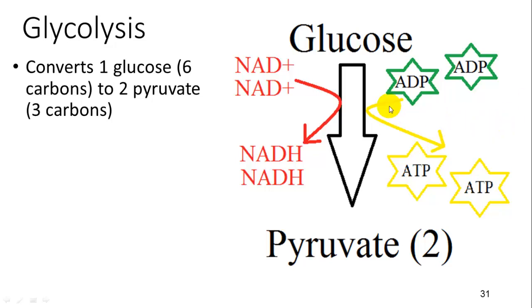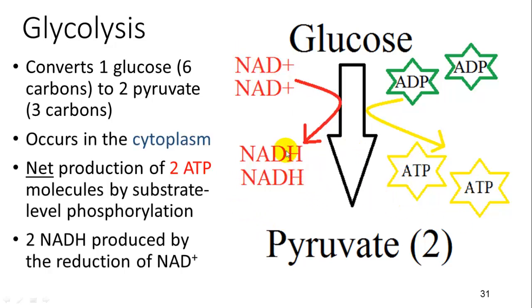So as you do this, glucose is 6 carbons, pyruvate is 3 carbons. So you make 2 pyruvates with 1 glucose. As you do so, you reduce 2 NAD+ to NADH. And so now you have some potential energy there. And you have 2 ADPs, which are made into ATP.